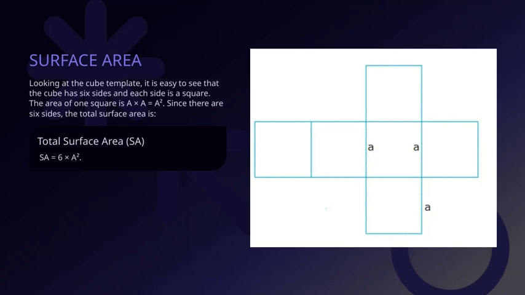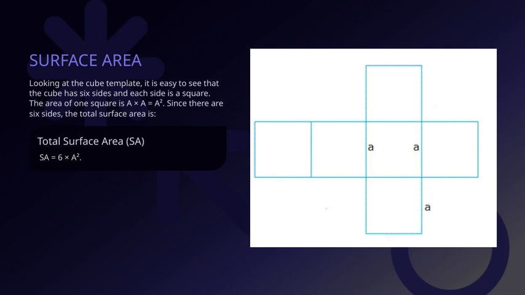If we imagine the cube template, it's quite straightforward to see that it has 6 sides, and each side is a perfect square. Now, the area of one of these squares is simply side length a multiplied by itself, which we write as a squared, or a². Since all 6 sides are identical squares, to find the total surface area, we just need to multiply the area of one side by 6. That gives us the formula. The total surface area, or SA, equals 6 times a squared.